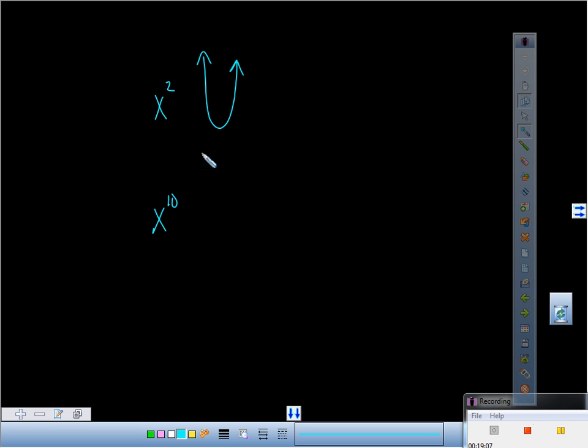And I'm just going to tell you that the older that you get, the wider the bottom gets and the flatter it gets. Okay? So a little bit of an exaggeration, but the bigger you make this exponent, the wider it gets across here and the flatter it gets. Okay?